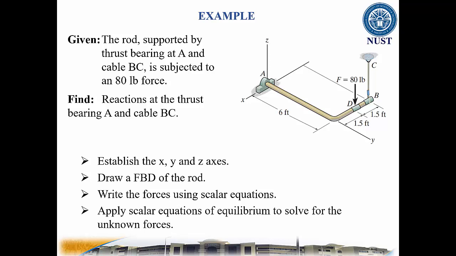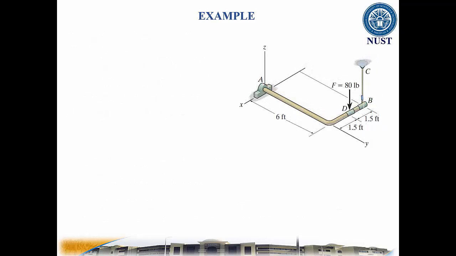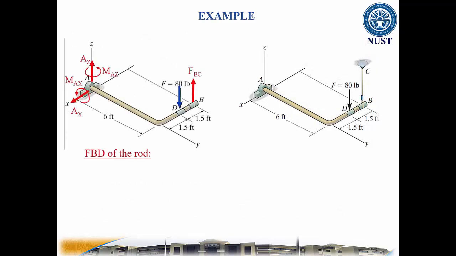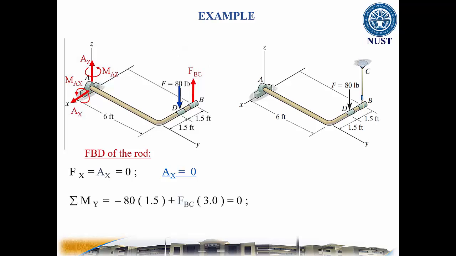So once we establish the coordinate system, draw the free body diagram as shown here, and then apply scalar equations of equilibrium in appropriate order. So first we apply in the x direction, which yields Ax equal to 0. Then apply the moment equation of equilibrium, which gives BC equal to 40 pounds. And now apply the equation of equilibrium in z direction. It gave us Az equal to 40 pounds.